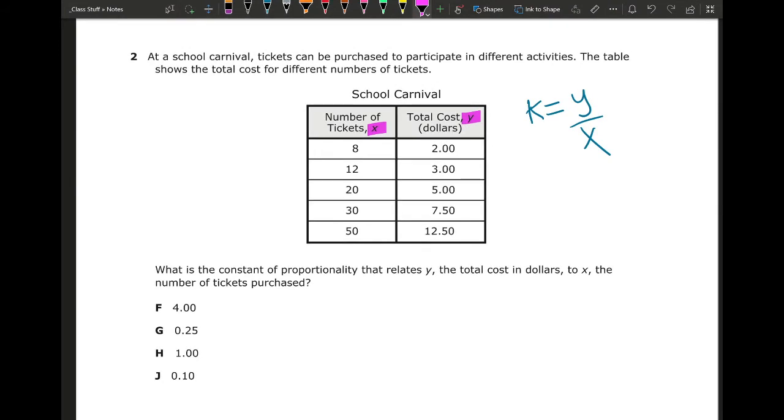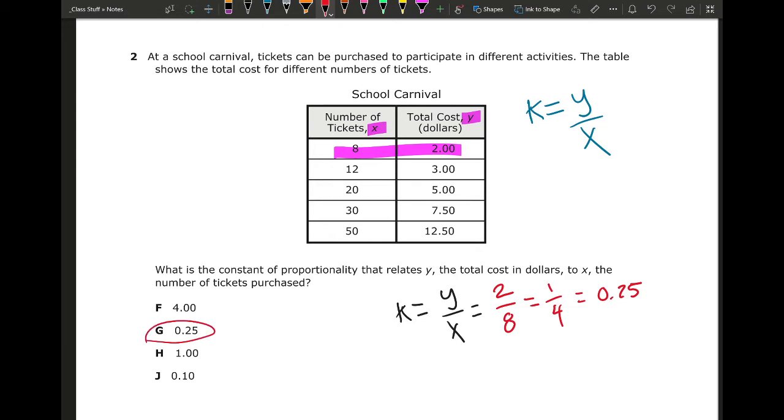What is the constant of proportionality, K, that relates Y, the total cost in dollars, to X, the number of tickets purchased? So all we've got to do is Y divided by X. K equals Y divided by X, and all I have to do is substitute the values in. So if I look at this one, I do 2 divided by 8, which is how much? 1/4, which is 0.25, and my answer is G.